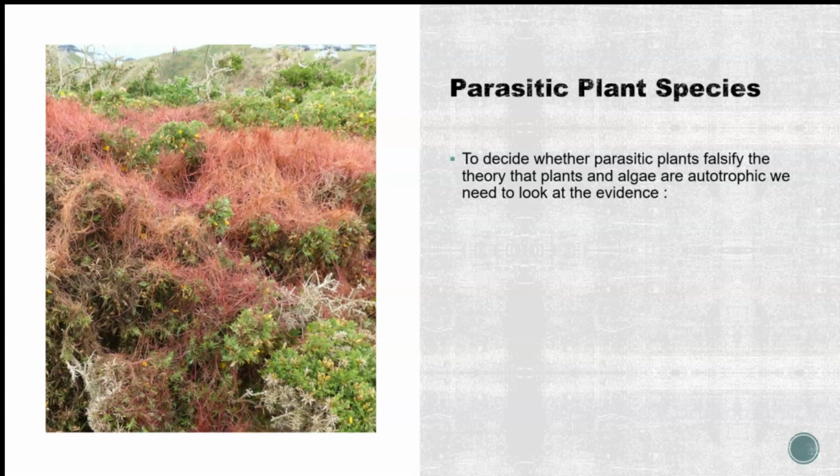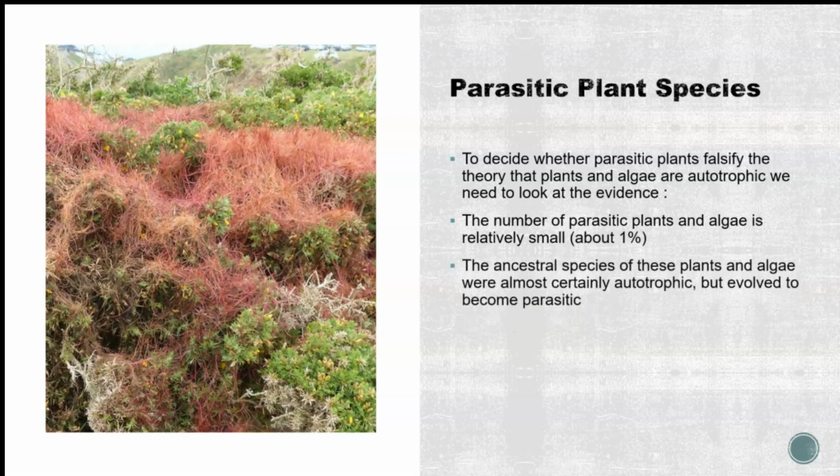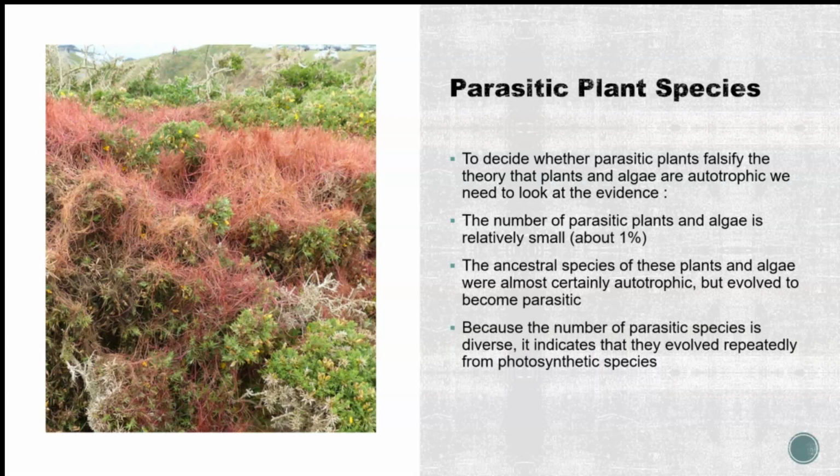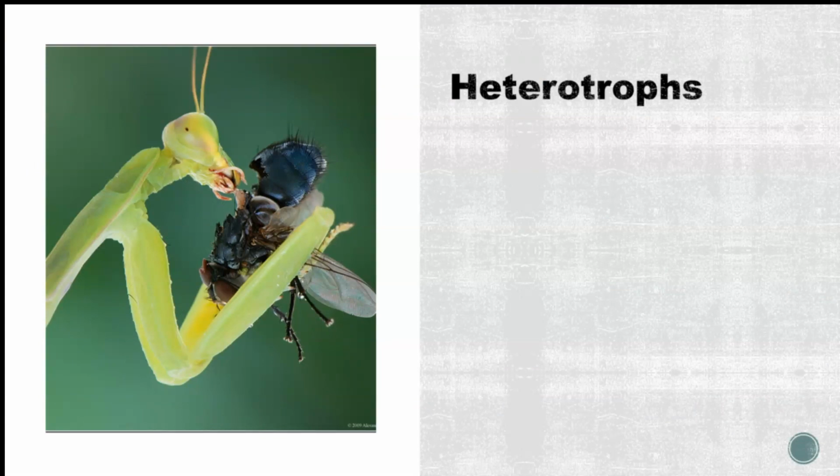To decide whether parasitic plants falsify the theory that plants and algae are autotrophic, we need to look at some evidence. We're looking at this falsifying. The number of parasitic plants and algae is relatively small. There's only about 1%. The ancestral species of these plants and algae were almost certainly autotrophic, but they've evolved then to become parasitic. Because the number of parasitic species is diverse, it indicates that they evolved repeatedly from photosynthetic species. So that's our falsification of a theory.